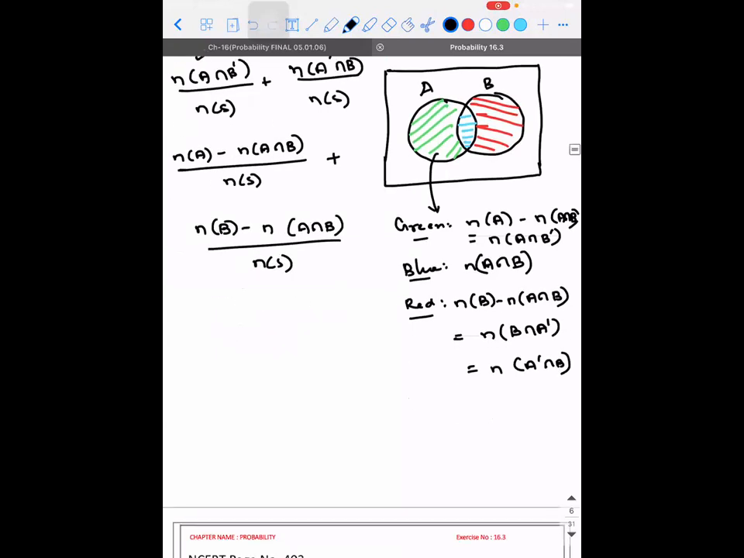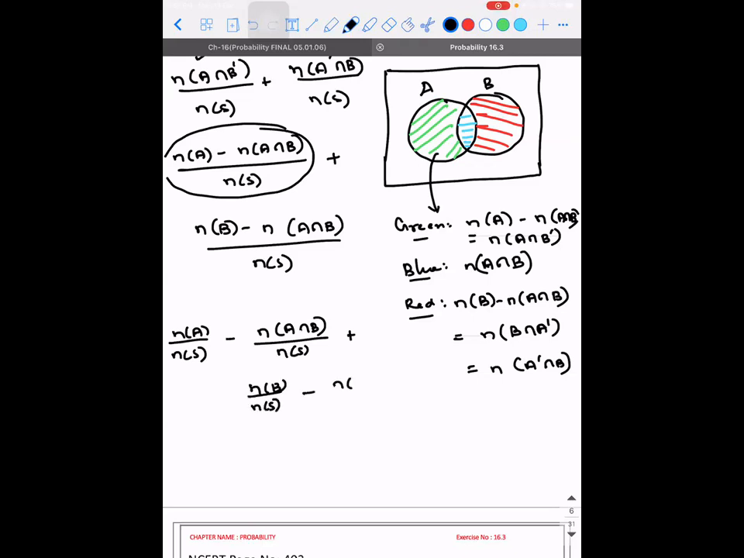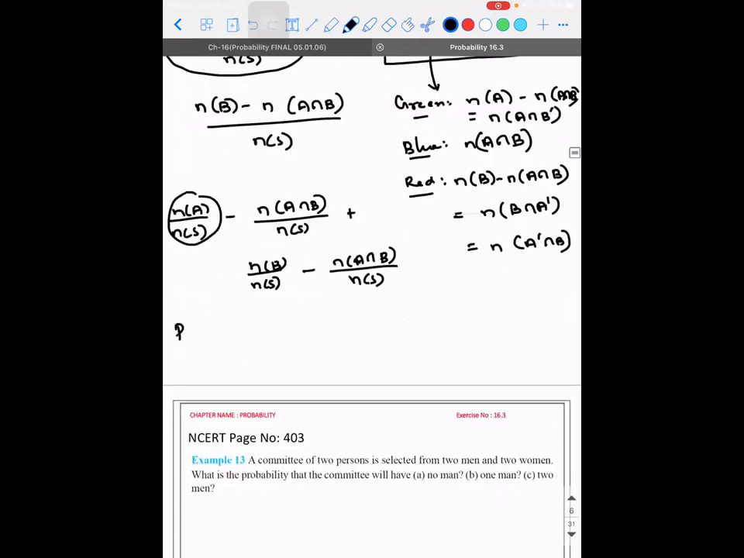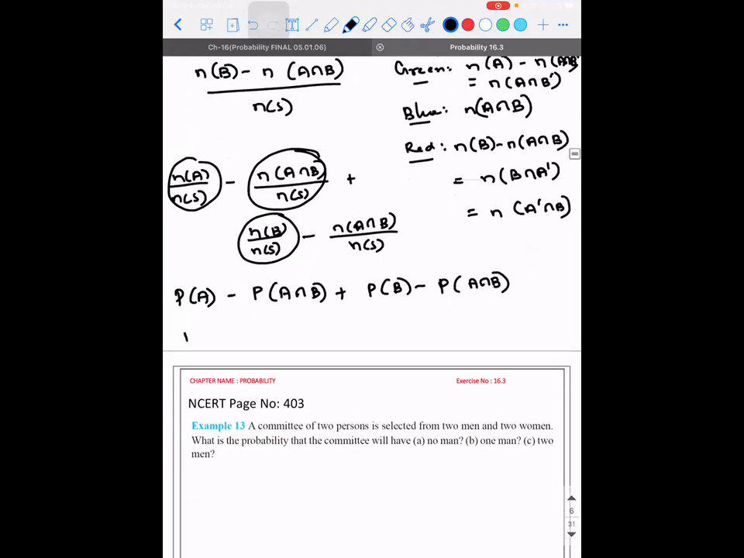Now see, if I separate n of S in this to each term, what is n of A? I'll write an extra step. n of A divided by n of S minus n of A intersection B divided by n of S plus n of B divided by n of S minus n of A intersection B divided by n of S. Now tell me guys, what is n of A by n of S? It is probability of A minus probability of A intersection B plus n of B by n of S is probability of B minus probability of A intersection B. So to put it in simple terms, they're asking what is the probability of A plus probability of B minus 2 times probability of A intersection B.